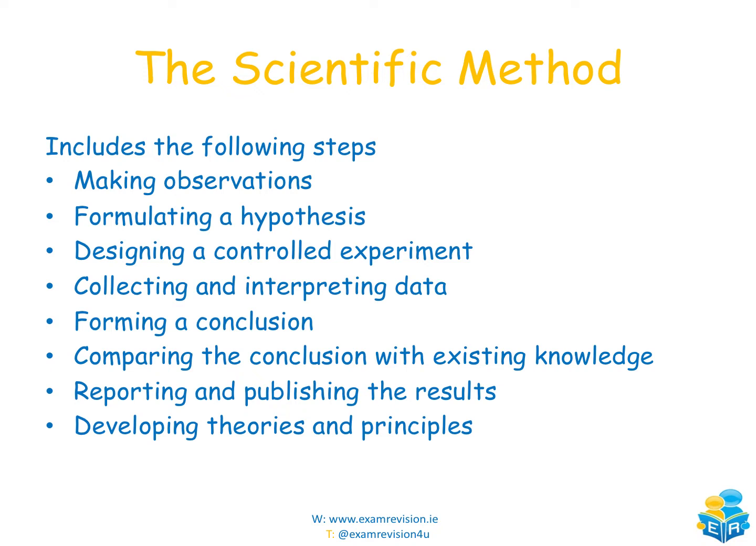So again, scientific method, what steps are involved? Well, we're going to make our observations, so we're going to notice something happening in the world and make our observation, formulate our hypothesis. We're going to design a controlled experiment. It has to be controlled. We have to have a control in there so we can compare our actual tested one to. We're going to collect and interpret our data. We're going to form our conclusion, compare the conclusion with existing knowledge, and we're going to report and publish the results. And possibly this could lead to the development of theories and principles, which we'll come to now in a couple of minutes.